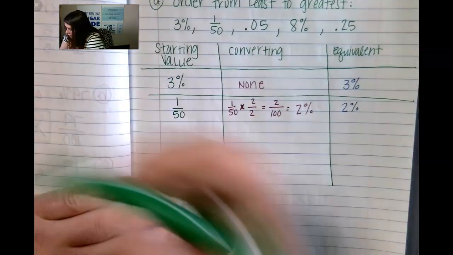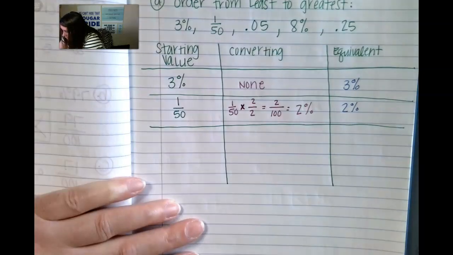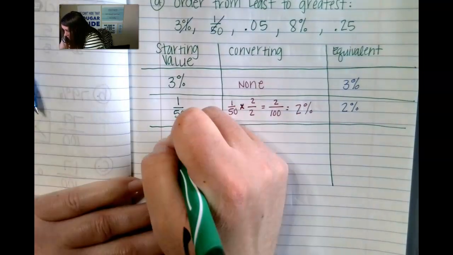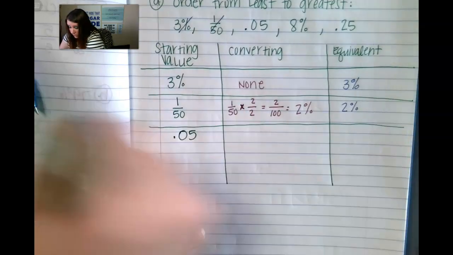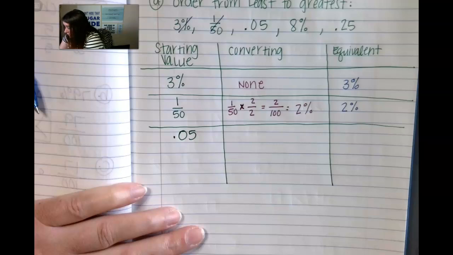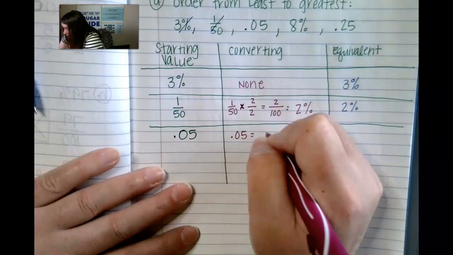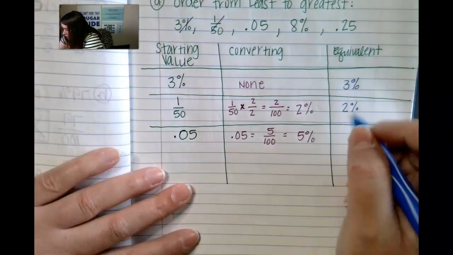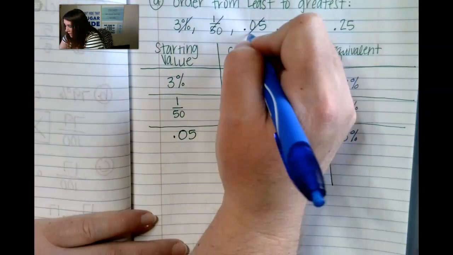All right, the next one. So let's go ahead and cross these off as we convert them. 5/100. So I'm going to be converting 5/100. So to convert 5/100, again, I'm just going to put 0.05 is equivalent to 5/100, which is equal to 5%. So my equivalent percentage is 5%. All right, and I can cross that one off.